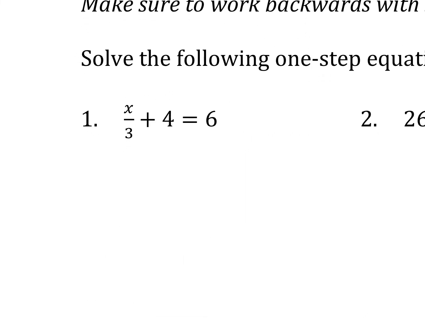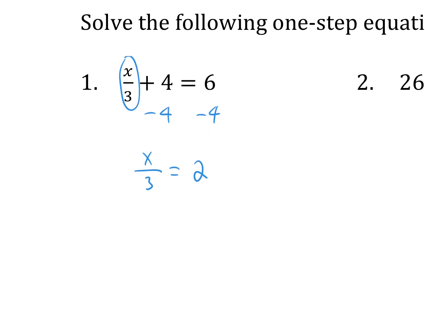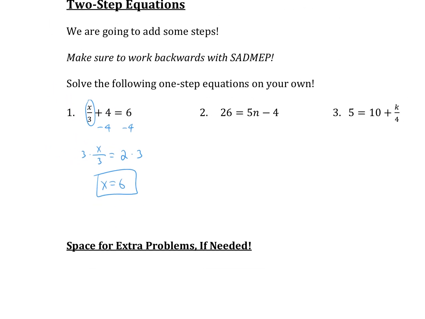All right, number one, we have x over 3, or x divided by 3, plus 4 equals 6. So is there any addition or subtraction first to take care of here? Yeah, we got that plus 4. We need to get this x divided by 3 by itself. So how do we undo adding 4? We're going to subtract 4. So now we get x over 3. What's 6 minus 4 going to be? It's going to be 2. And now we have x over 3. How do we undo dividing by 3? We're going to multiply by 3 on both sides. So we get x equals 6. There's our answer.